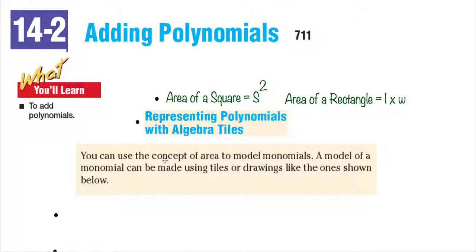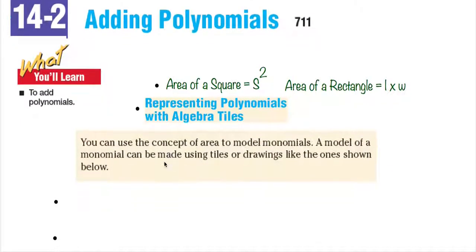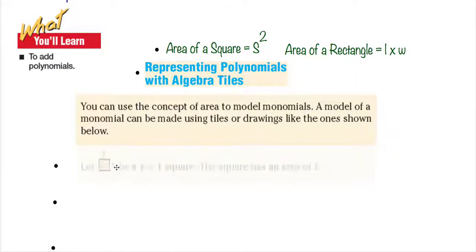A model of a monomial can be made using tile drawings like the ones shown below. This is the unit tile because the dimensions of this square are 1 by 1, and that's the reason why the area of a square becomes important. This is a unit tile simply because the area of this square is 1 unit.